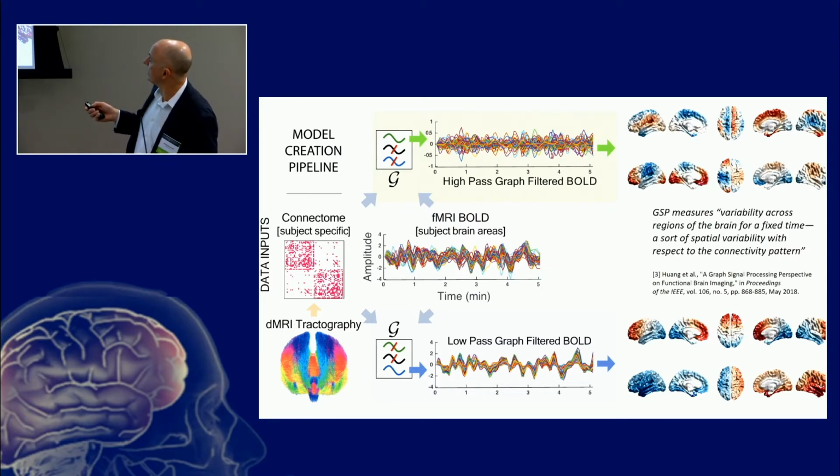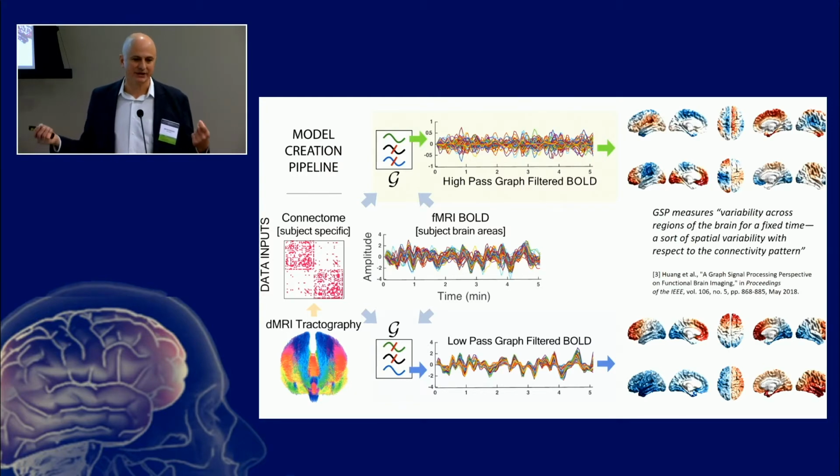And in the initial paper in IEEE describing this method, Huang et al. said that GSP measures variability across regions of the brain for a fixed time, a sort of spatial variability with respect to the connectivity pattern. So it's a little complicated, but think of a lightning strike and not just filtering it through the atmosphere, which is a very uniform medium to construct this low-pass filter, but instead filtering it through some convoluted network of pipes, such as a subway system or a sewer. That would give a very different type of filter property.